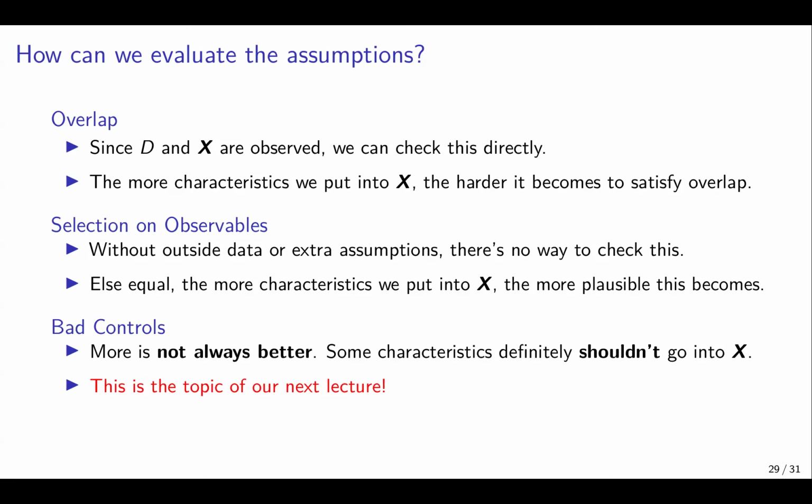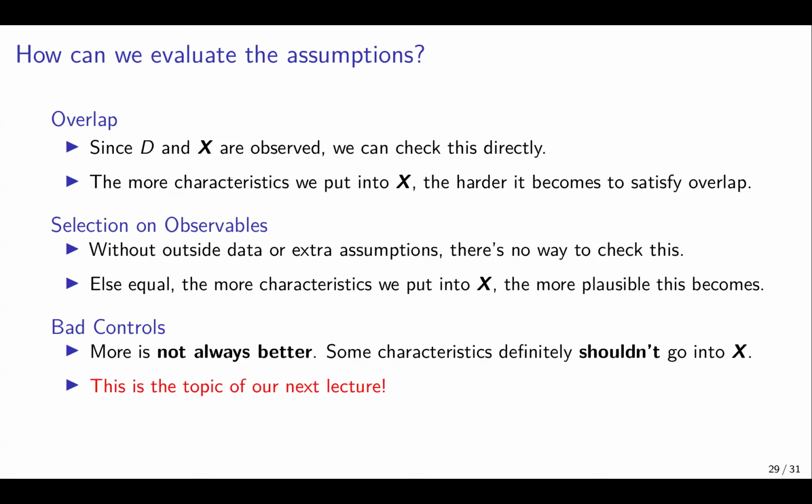Well, what about the selection on observables assumption? Unfortunately, without access to outside data or additional assumptions, there's just no way to check this assumption, because it's about unobservable things, namely the potential outcomes. All else equal, the more characteristics we put into X, the more plausible selection on observables becomes. Think about it another way. Selection on observables says that selection into treatment is governed by some X's that we can see. The risk is just not including enough X's, in the sense that people's decisions may depend on all kinds of things, and if you could observe all those things and condition on them, you'd be fine. So the risk on this view is leaving out some of those characteristics.